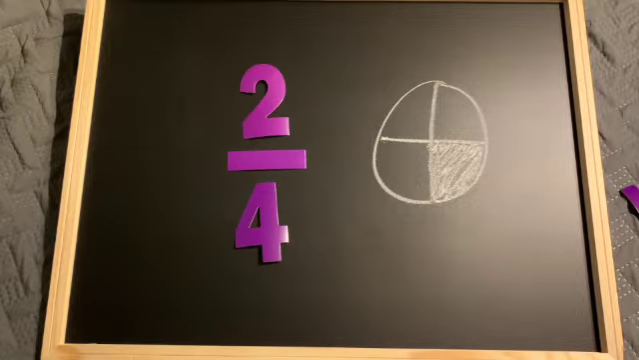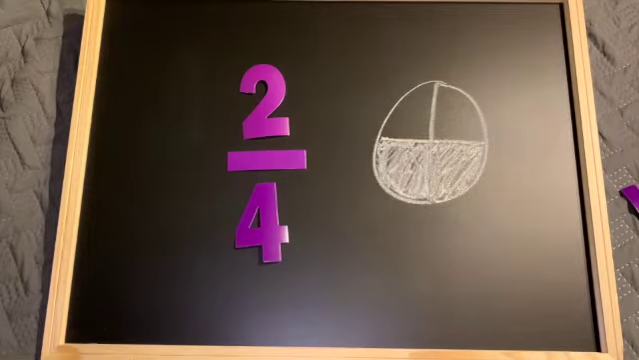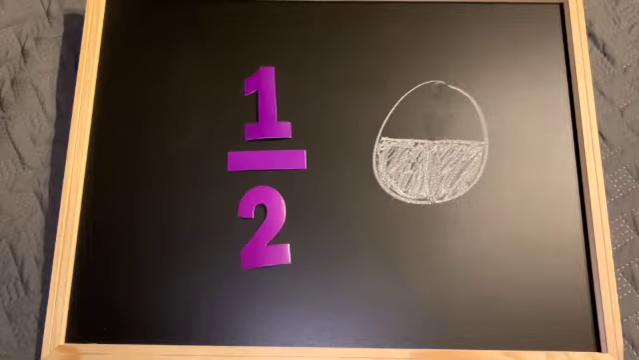If you had the fraction 2/4, it would represent 2/4 of the whole circle. That is 2 sections of a circle divided into 4 equal sections. As you can see from this example, 2/4 is the same thing as 1/2. But we'll get more to that later.